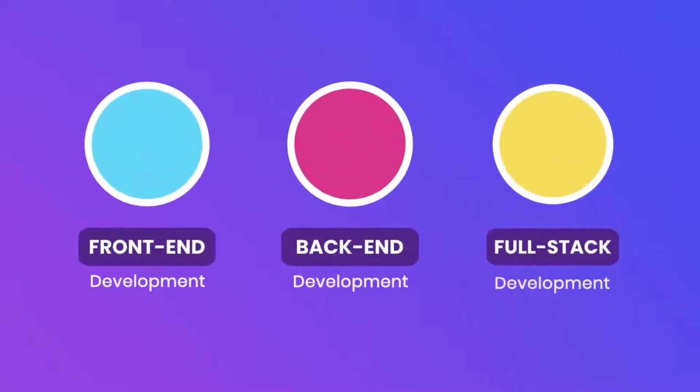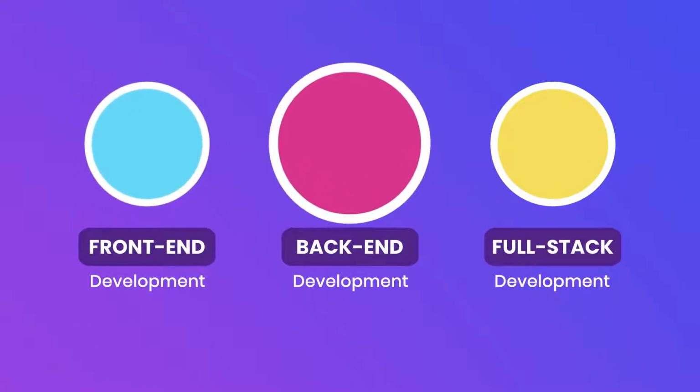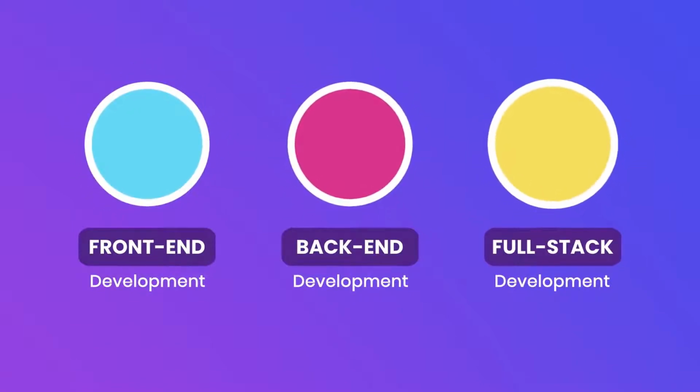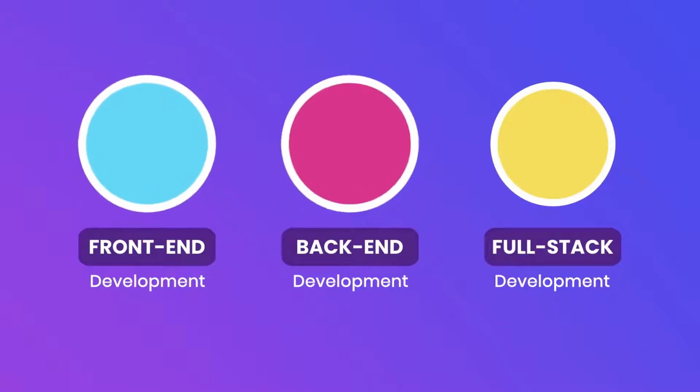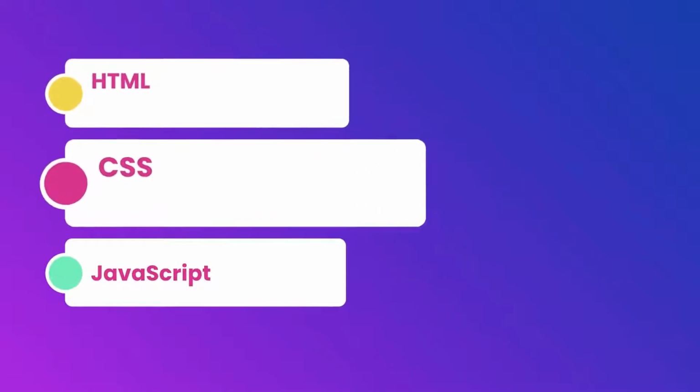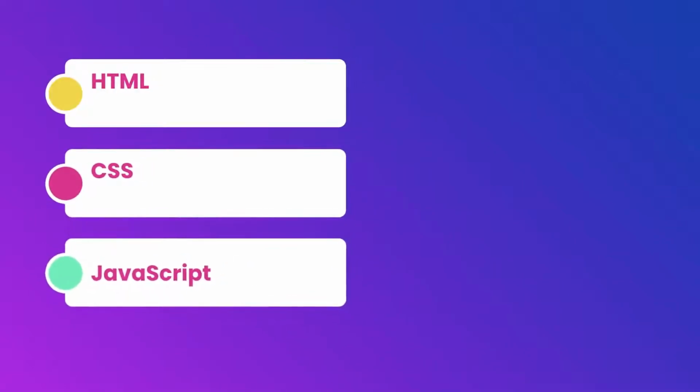So web development jobs fall into three main categories: front-end development, back-end development, and full-stack development, which involves both front-end and back-end development. Front-end developers use HTML, CSS, and JavaScript to build front-ends. Back-end developers have different sets of tools available to them, which is outside the scope of this course.